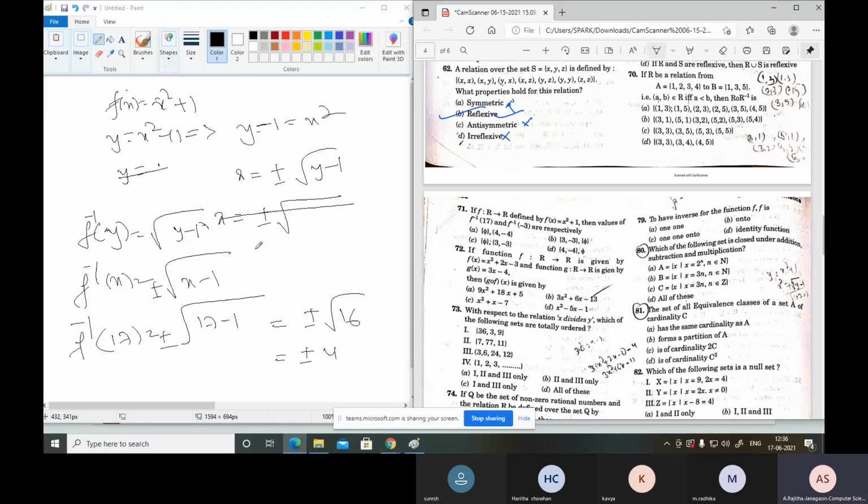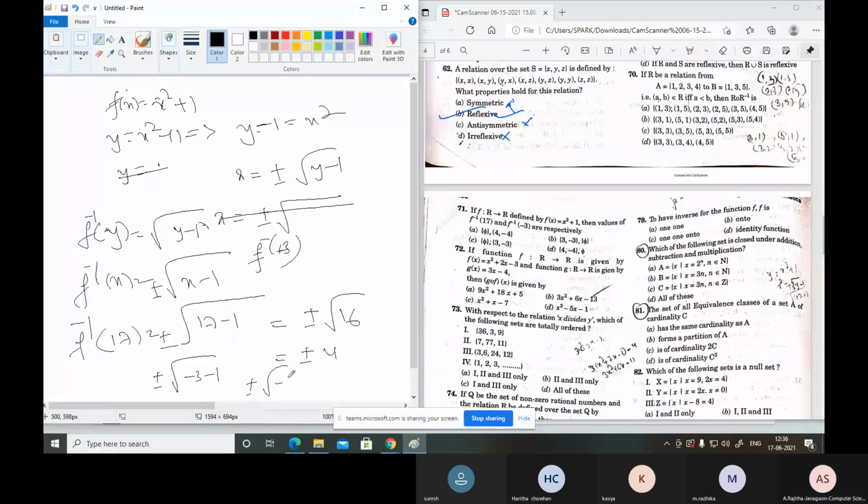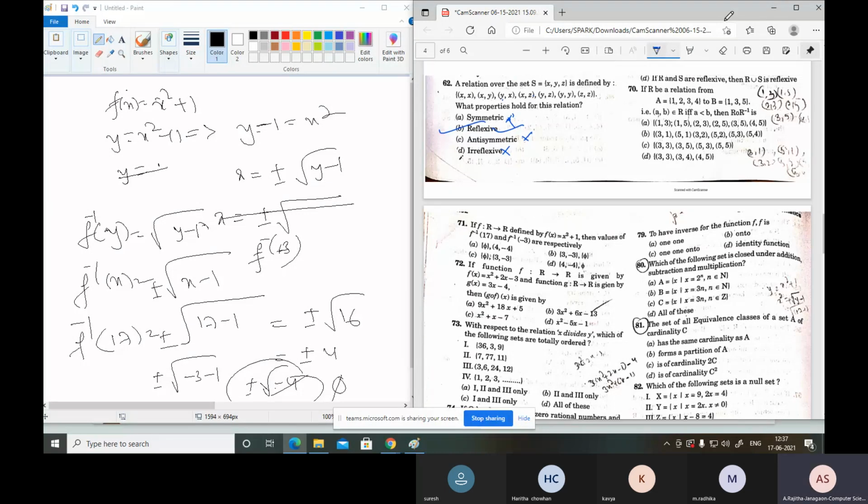For minus 3, that is what? F inverse of minus 3. For this minus 3, substitute here: plus or minus the square root of minus 3 minus 1, which is plus or minus the square root of minus 4. Here this is in R, so if it is an integer we can write it, but this is given as an imaginary number, so here we are not writing anything. That means I. So what is the answer? D. Here the answer is D.